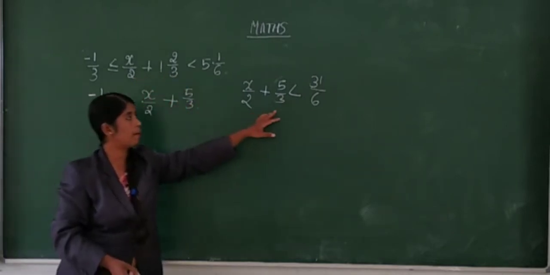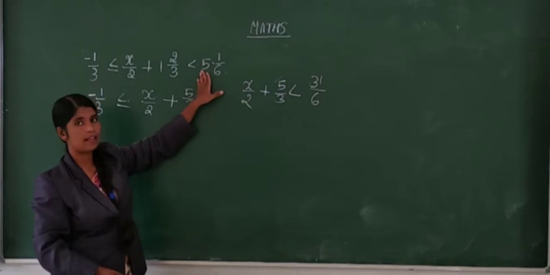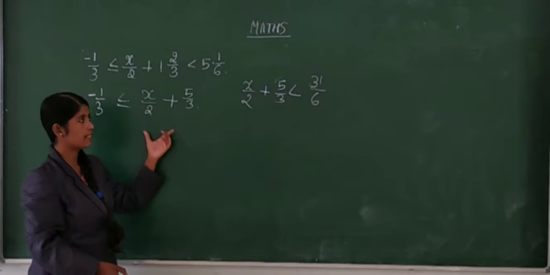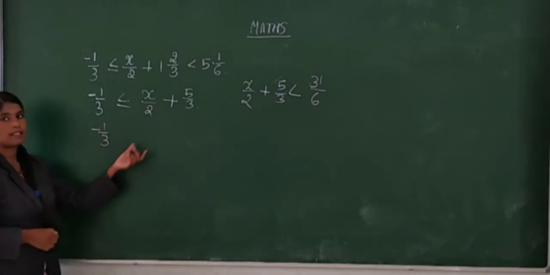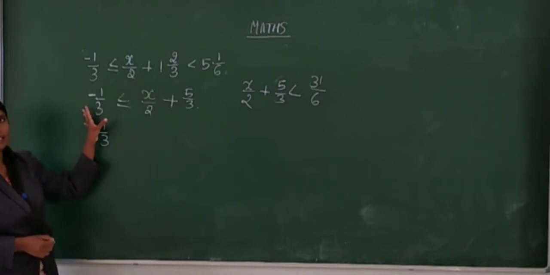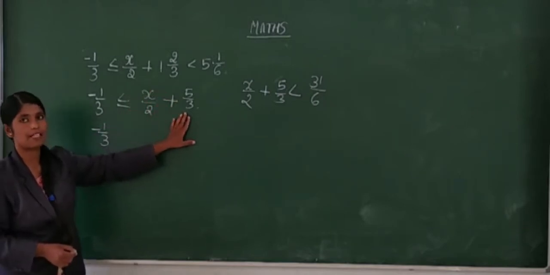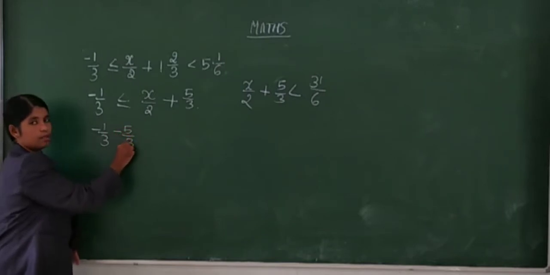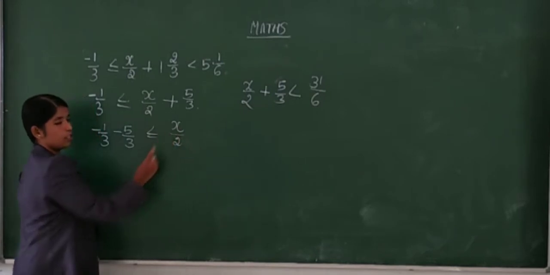Plus 5 by 3 less than, here when you simplify this, 5 6s are 30 plus 1, 31 divided by 6. Then simplify this part, minus 1 by 3, this x by 2 we keep it there itself. Please don't bring this number to this side, it's wrong. We have to keep this number here only, plus 5 by 3 you have to bring to this side. So it will become minus 5 by 3 less than or equal to x divided by 2.